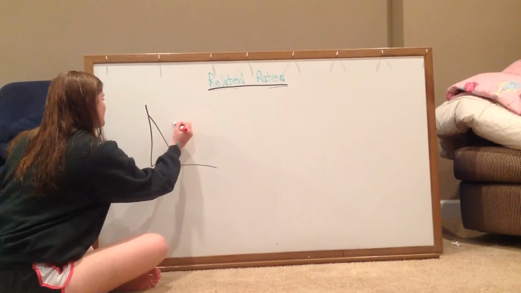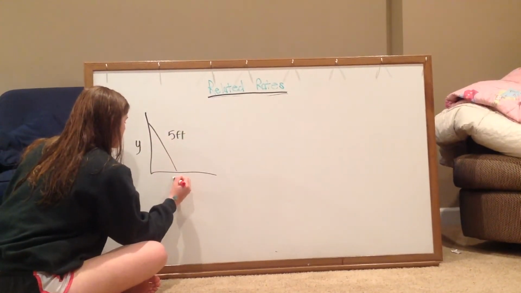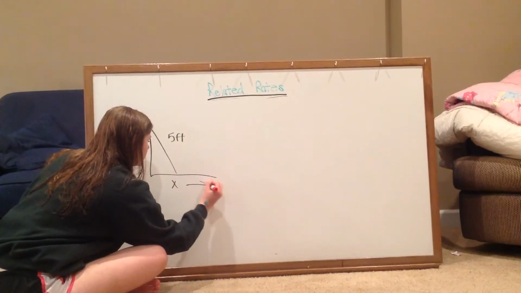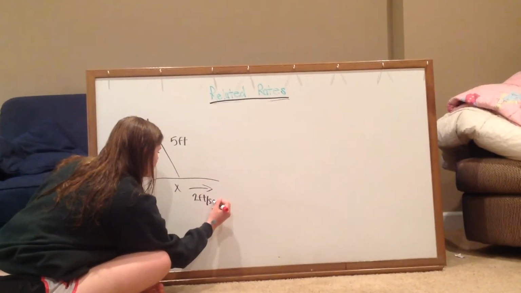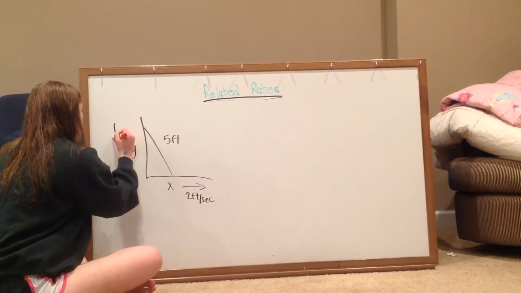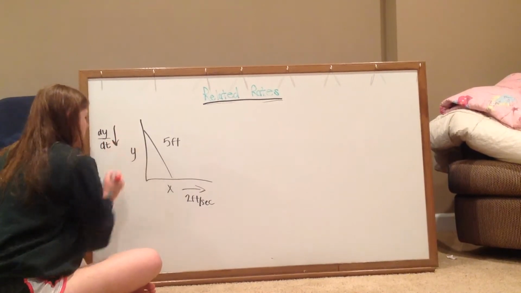For our next problem, we're going to begin by once again drawing a picture. So we have our 5-foot ladder being pulled out by 2 chains at a rate of 2 feet per second, and we're trying to figure out the rate at which the ladder is falling downwards when it's 4 feet away from the base of the house.